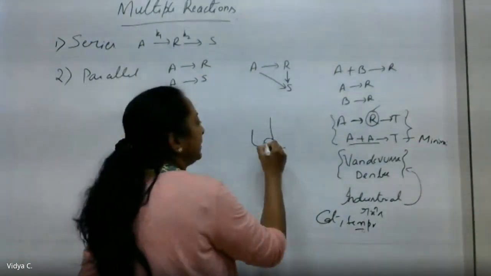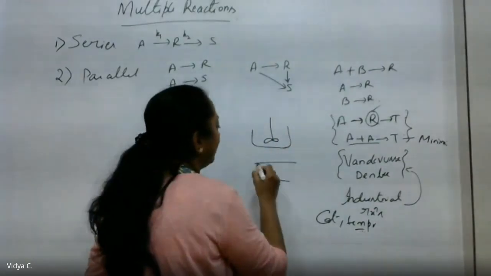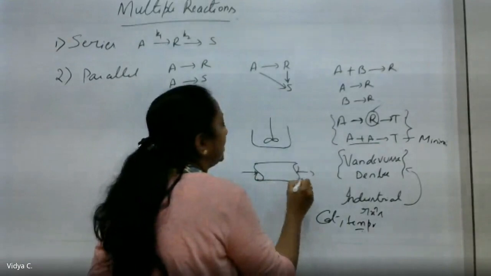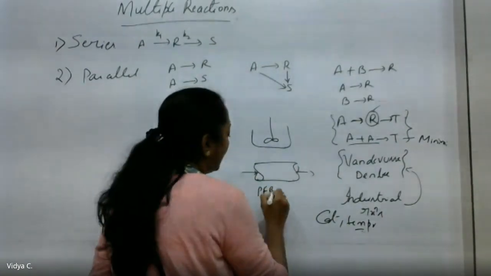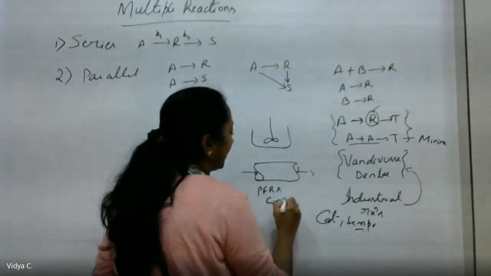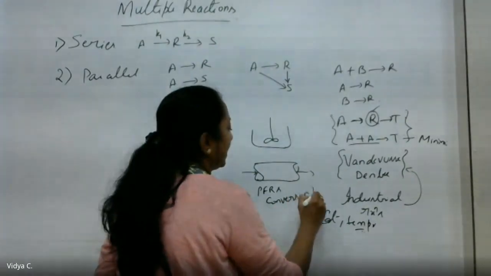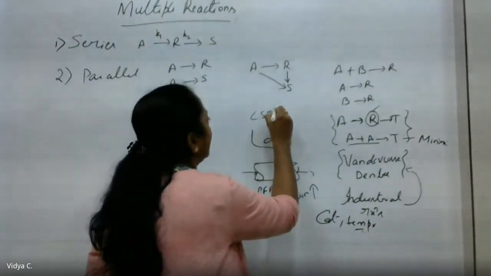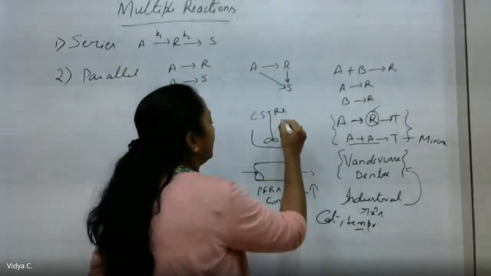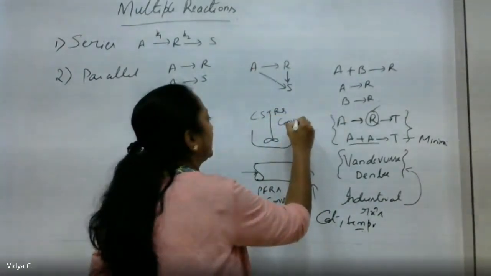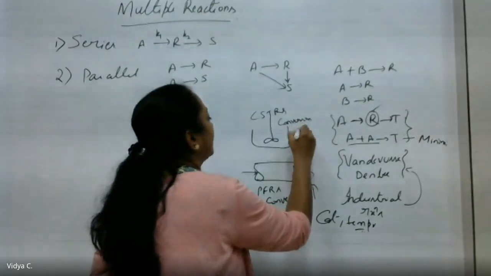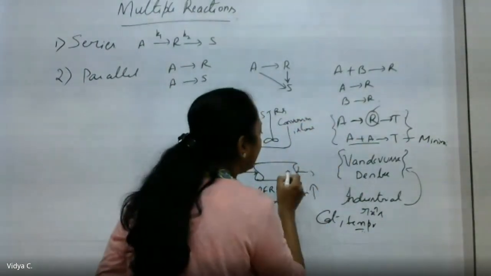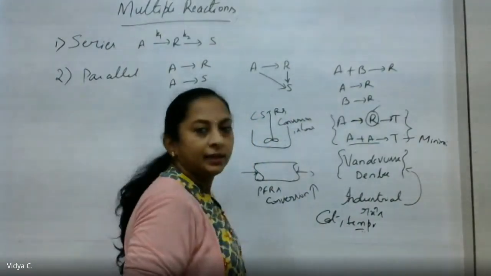So I can take a CSTR, CSTR and PFR you have studied, right? So I can have a combination of these things. So usually when PFRs are used, conversion is high. Conversion is high in PFRs, whereas in CSTRs, conversion is not as high as PFR. Conversion is low. So I can have one of the reactants in plug flow mode and the other reactant in continuous flow mode.